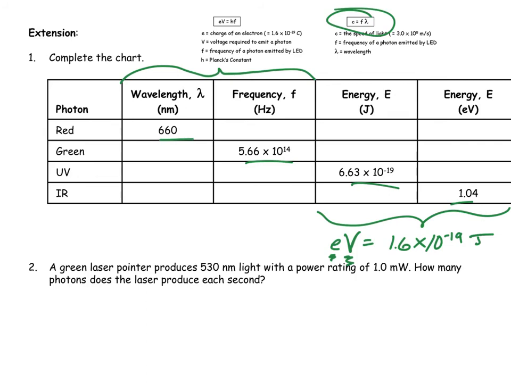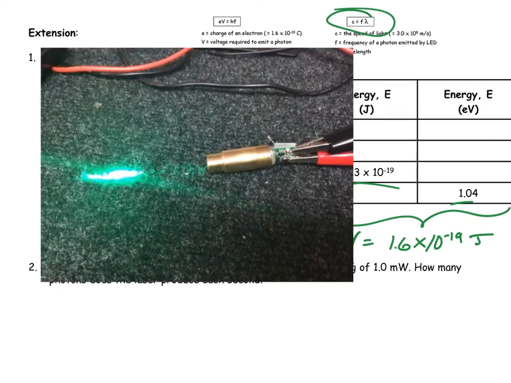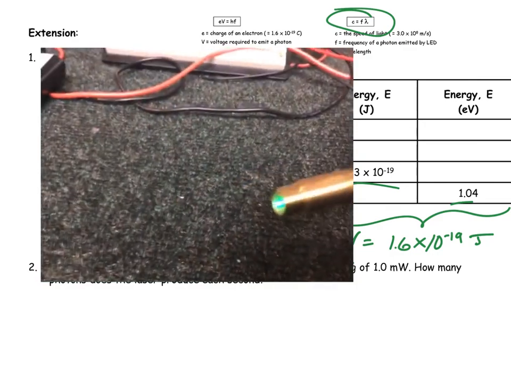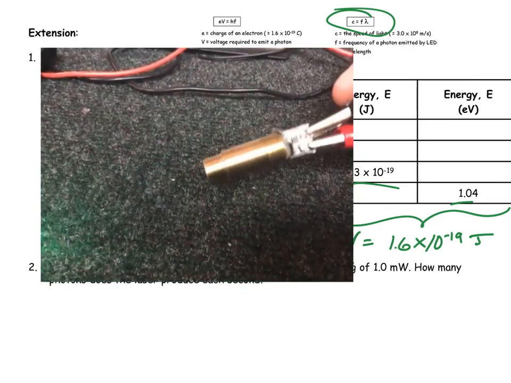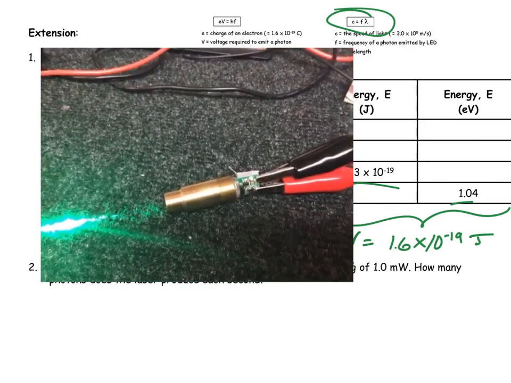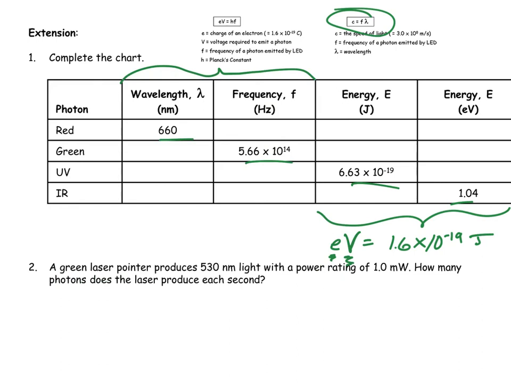For the last question, a green laser pointer like this one, careful with that, it could blind you, produces 530 nanometers of light with a power rating of 1.0 milliwatts. How many photons does a laser produce each second?